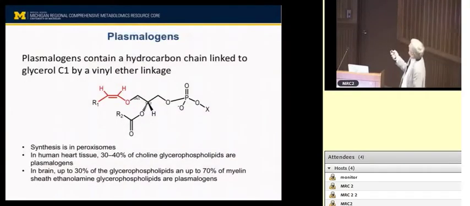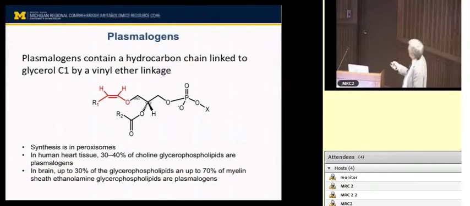Plasmalogens have a hydrocarbon chain linked to the glycerol at C1. So here's the SN1. Instead of an ester, it's this vinyl ether that's formed here. So it's an ether linkage with the double bond right after the oxygen. These are synthesized mainly in the peroxisomes.